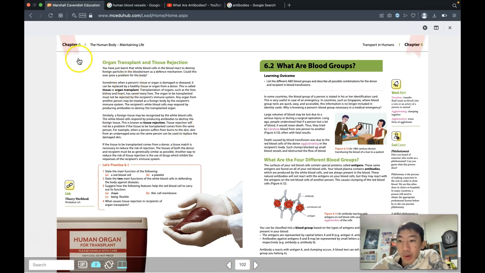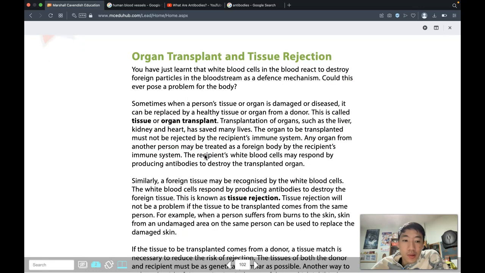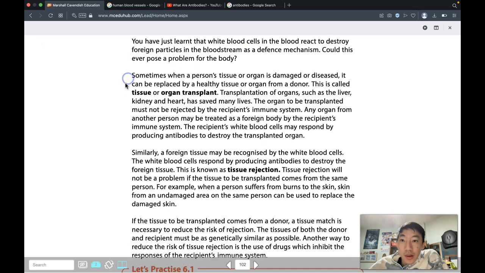Let's talk about this, and then we'll pause the video. Okay, now our white blood cells, as useful as they are in destroying foreign objects, have some negative side to them. Let's say that a person's tissue is damaged or diseased. It can be replaced by a healthy tissue or organ from a donor, and this is known as tissue or organ transplant.